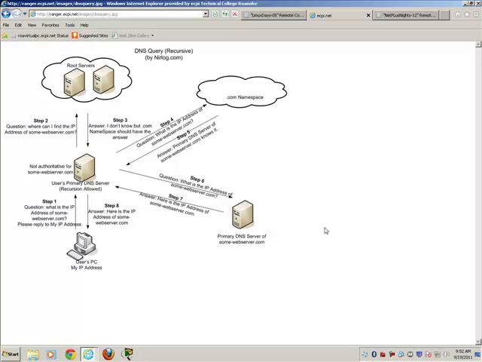So anyhow, we go to the primary DNS server, and it goes to the root server and says, where can I find the IP address of somewebserver.com? The root server says, I don't know, but I know somebody that does know, and that would be the guy that's got all the .com listings. So it sends you the IP address of the name server that has the .com listings. You then go to the .com namespace and say, hey, what is the IP address of somewebserver.com? The answer is, I don't know, but the primary DNS server of the somewebserver domain, ECPI Tech, knows.